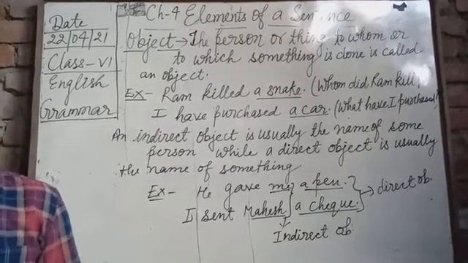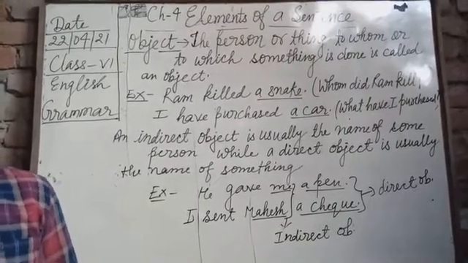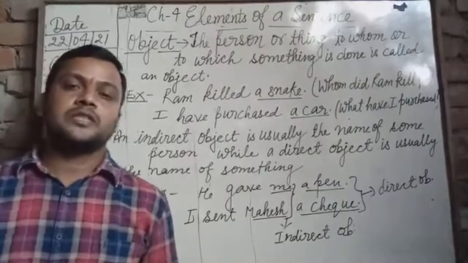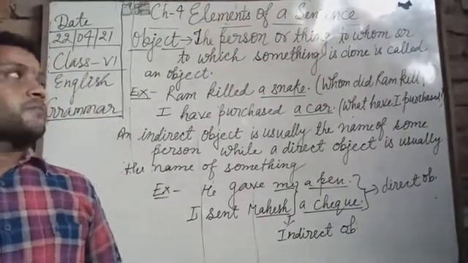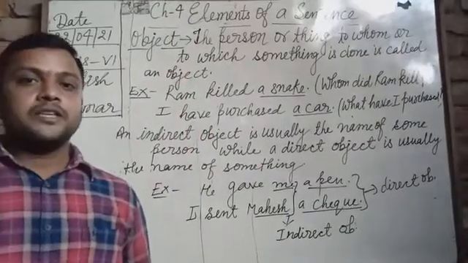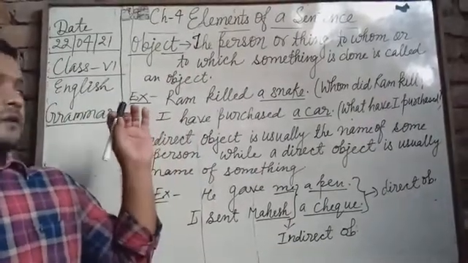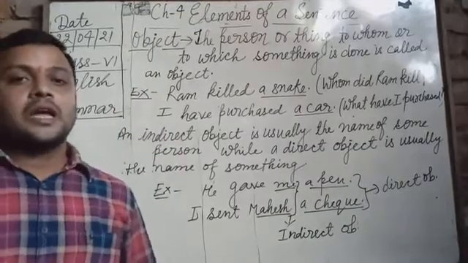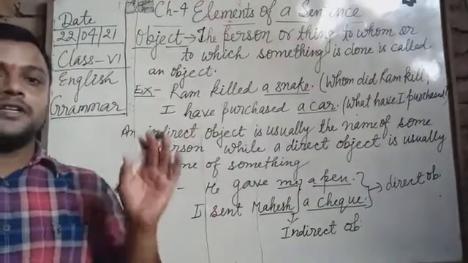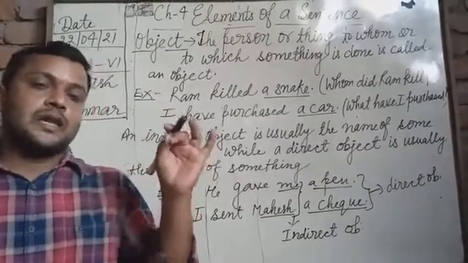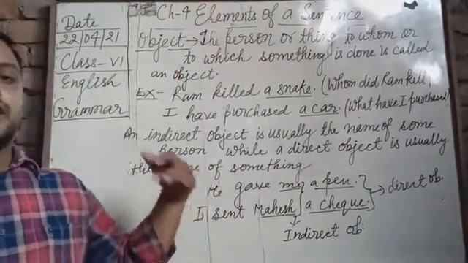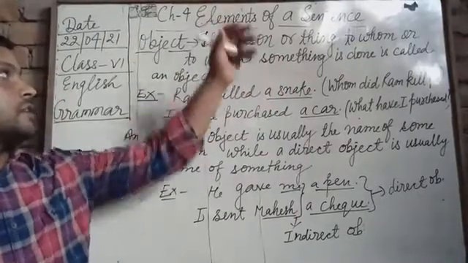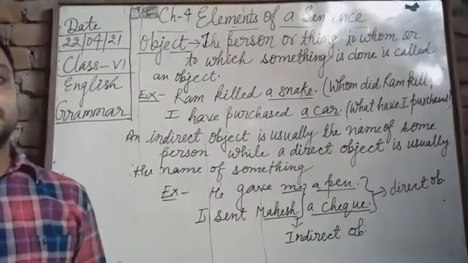Students, in the previous video of grammar I taught you about the subject and the predicate part. So today I will teach you the object and complement. I will teach you what is an object and what is a complement. This is part of chapter number 4, Elements of a Sentence.